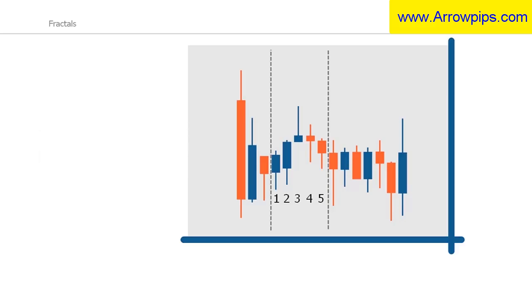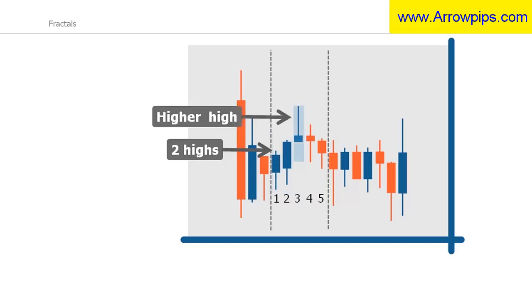Let us first look at the formation of an up fractal and what needs to happen for one to form. Looking at the example, you can see the 2 candles where price made 2 highs. This is caused by the buyers or bulls making 2 attempts at pushing prices up. On the 3rd candle, the bulls made a bigger attempt to push price up again, making a higher high.